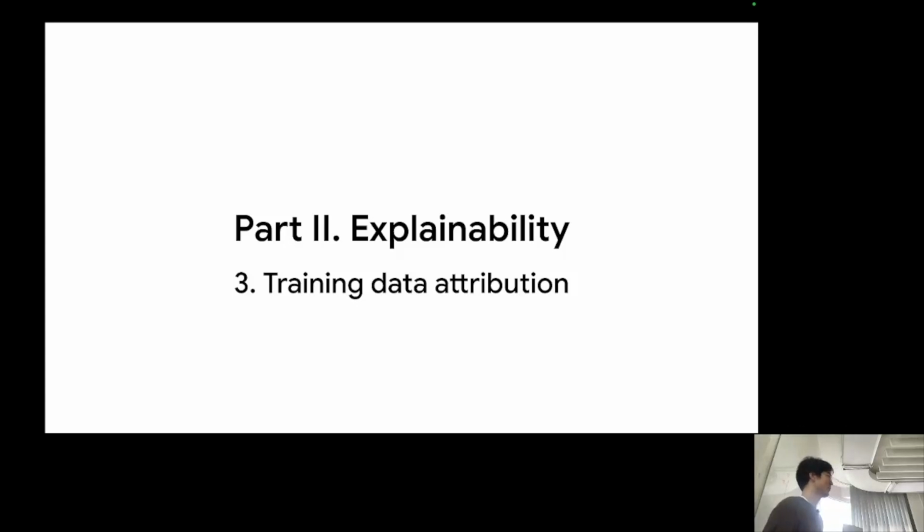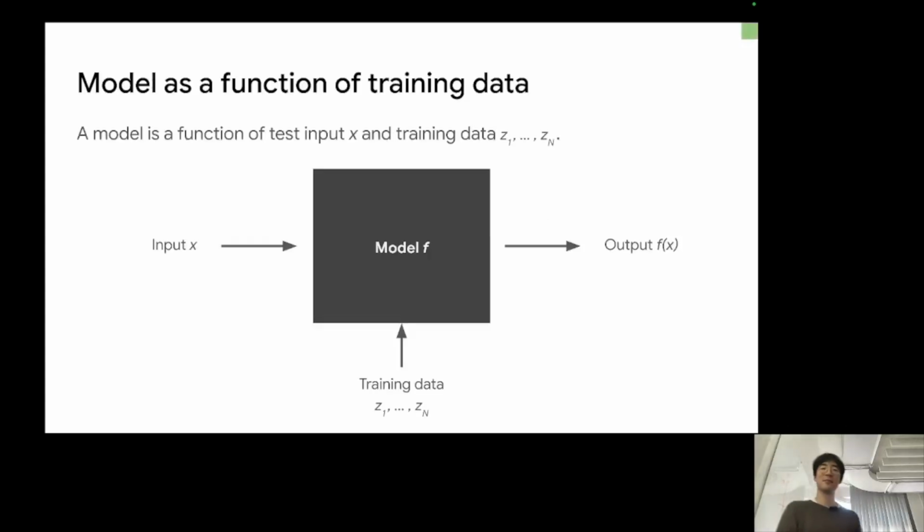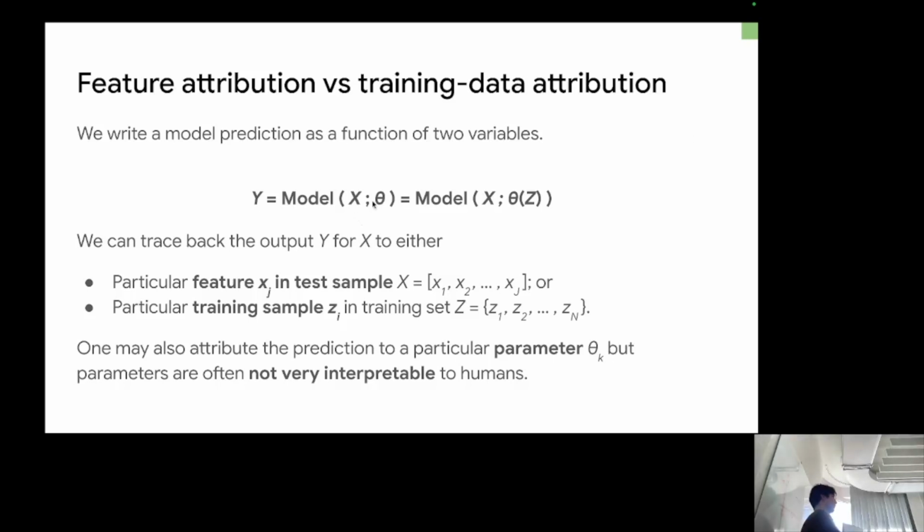I find training data attribution quite interesting, so I'm going to explain why. When we do feature attribution, we are forgetting about the other half of the model. When a model makes a prediction on a test input, of course the input to the system is the test input, but the other half of the input that we forget about is the training data. Because you can write the model this way: a model is a function of x and theta, and now theta is a function of training data. I'm writing z for training data, where z is the combination of x and y. So I use z for x and y together.